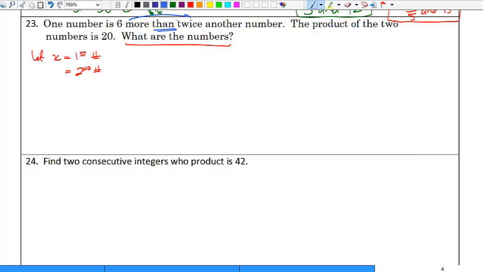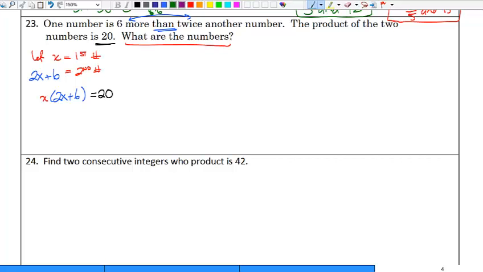Because of that word "than," the "twice another" and "more 6" are going to switch orders. Twice another number, that's 2 times the x, the first number that we had. More 6, that's plus 6. The second sentence says the product of the two numbers is 20. Who are the two numbers that we're talking about? Well, we're talking about the x, and we're going to multiply that by the second number, 2x plus 6. And that is equal to 20. And that's my equation. That's going to get you close to half your points for this problem.